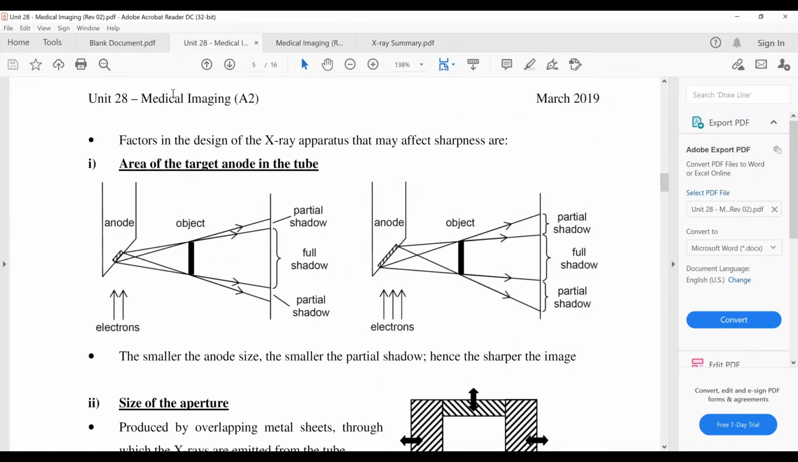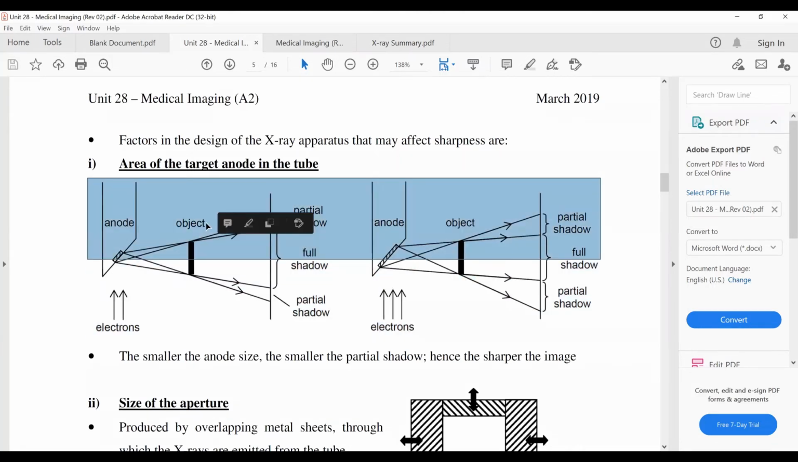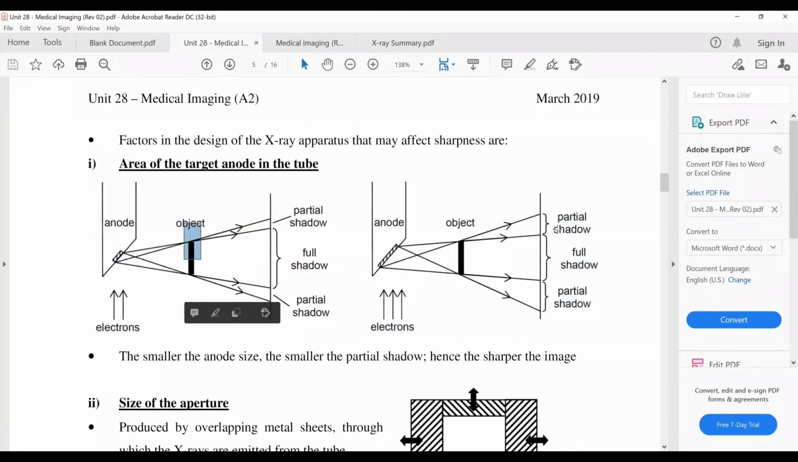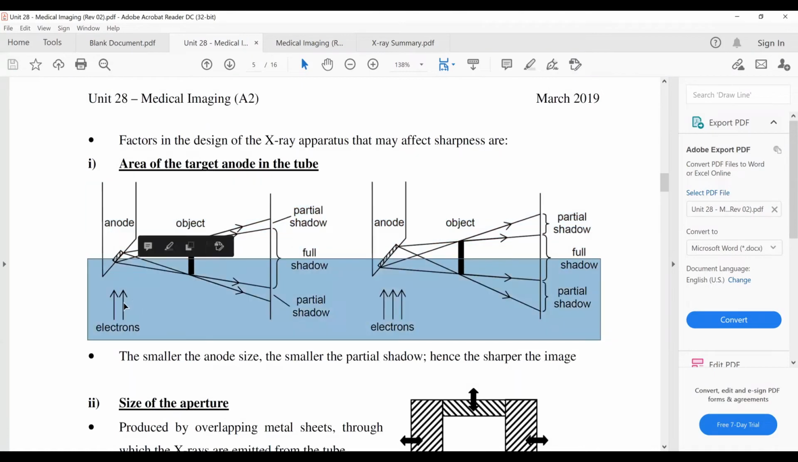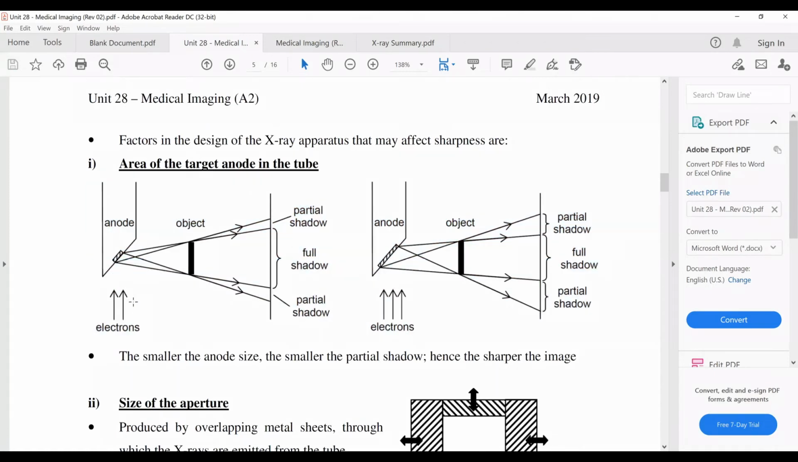This one tells you what is the effect of anode size on the X-ray image. Say this one is your anode now. And then this one here is the object that you want to image. So you understood that if electrons hit this anode, you're going to get X-ray beams in this direction. So it passes through this object here and you will produce an image on the X-ray film here.